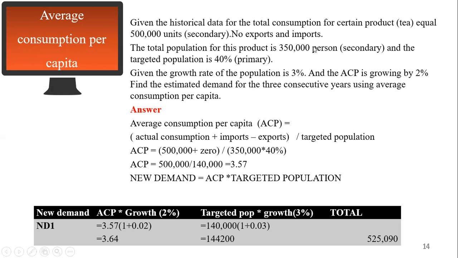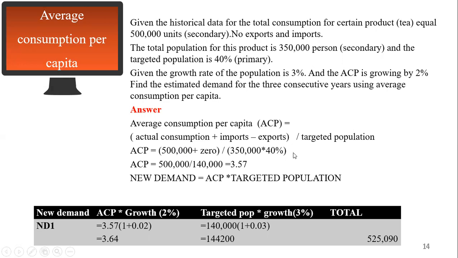So this is what represents 40% of the 350. Given the growth rate of the population, which has been given by the national statistics as 3%, and the consumption of the people increasing due to the population increase by 2%, we can find the estimated demand. So the ACP, by formula, is actual consumption, given as 500K, but with no exports and imports, so we have to put zero.